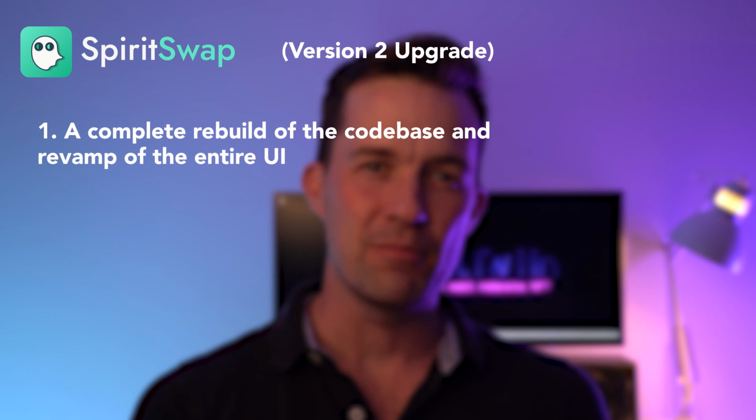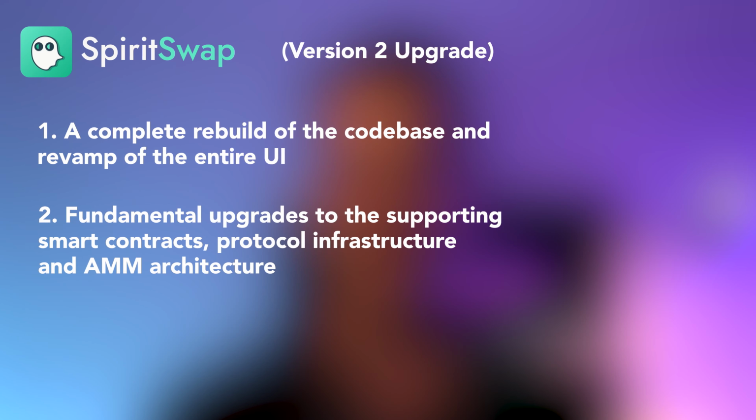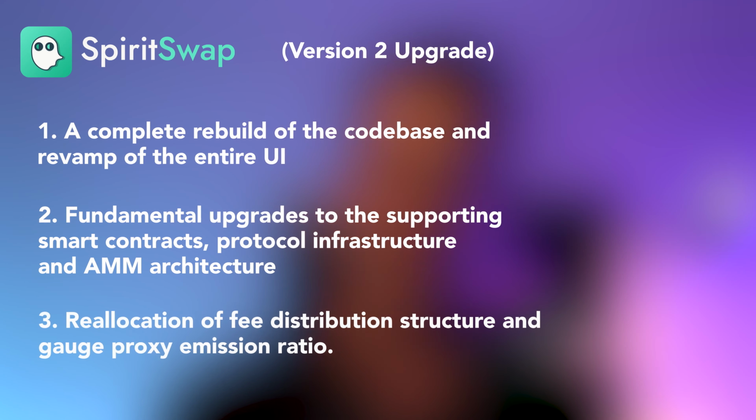SpiritSwap's V2 upgrade can be broken down into three categories: a complete rebuild of the codebase and a revamp of the entire UI, fundamental upgrades to the supporting smart contracts, protocol infrastructure and AMM architecture, and reallocation of fee distribution structure and gauge proxy emission ratio. Let's cover these upgrades in detail.